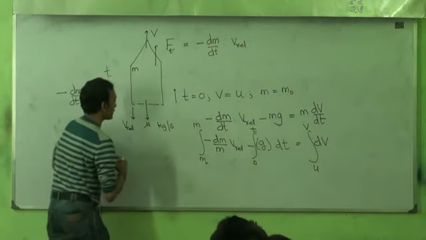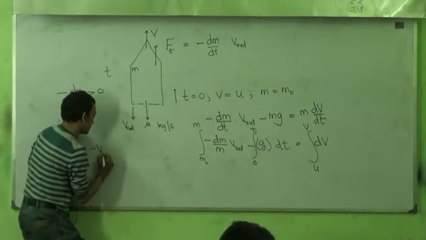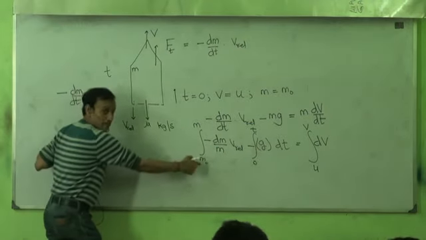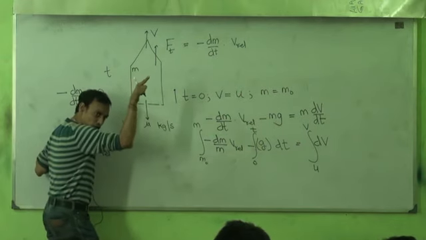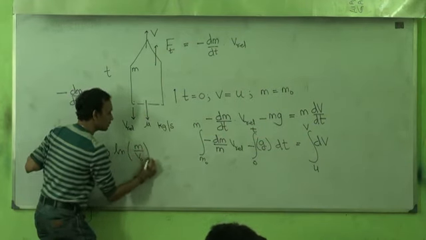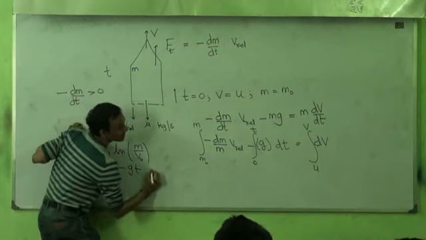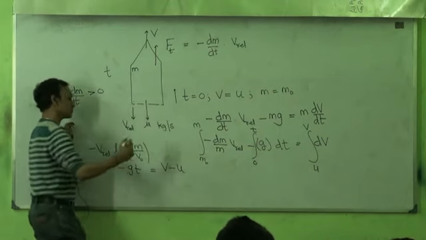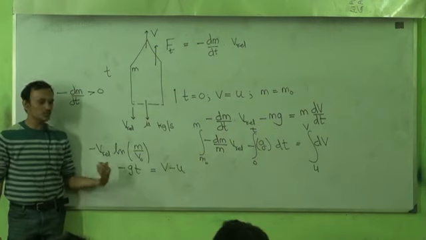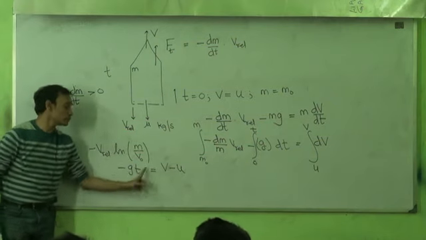Simple, because then V_rel is a constant, can come out. So minus V_rel. And dm by m is going to be log m. So it's going to become log m minus log m naught, which is log m by m naught. Minus gt equals v minus u. G comes out, assuming constant, equals v minus u. V then would become u plus this.